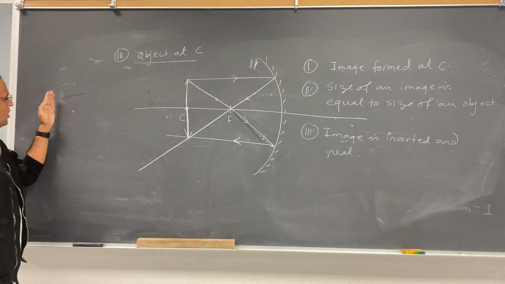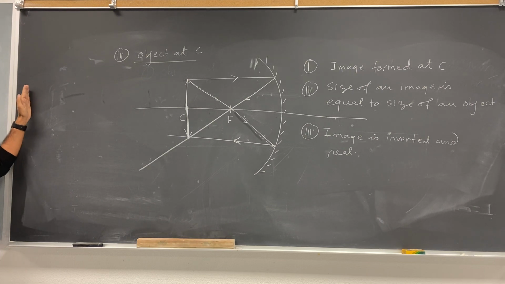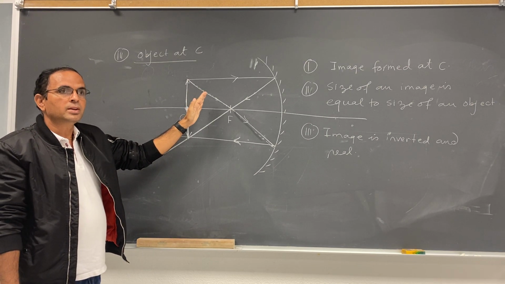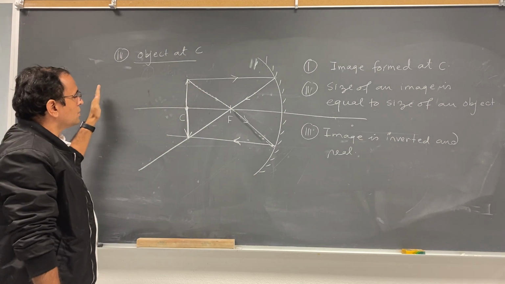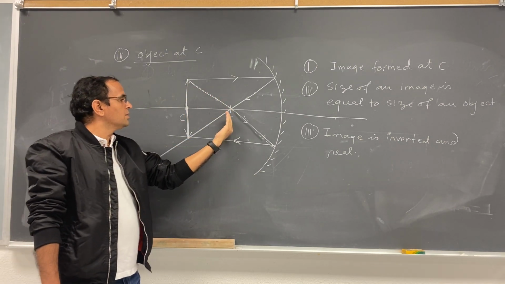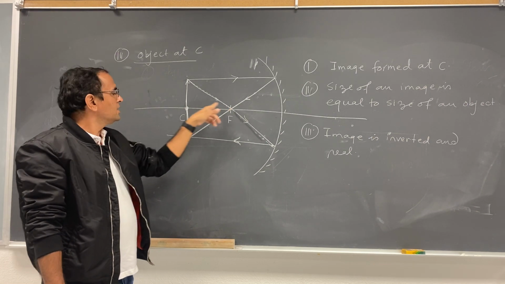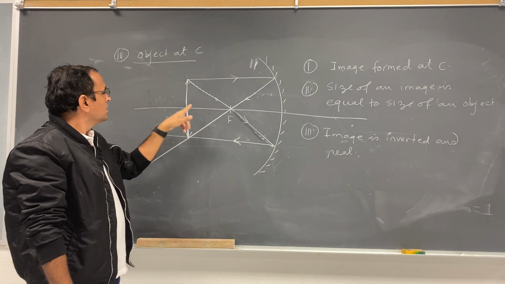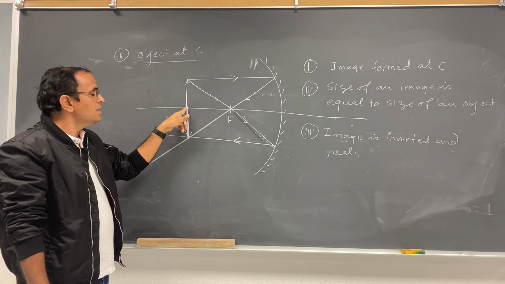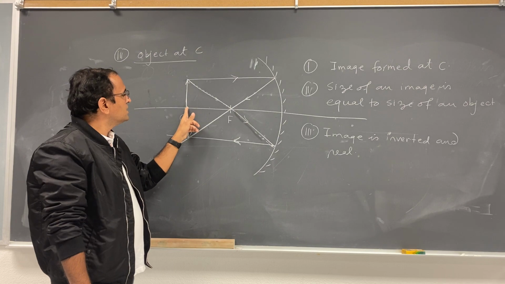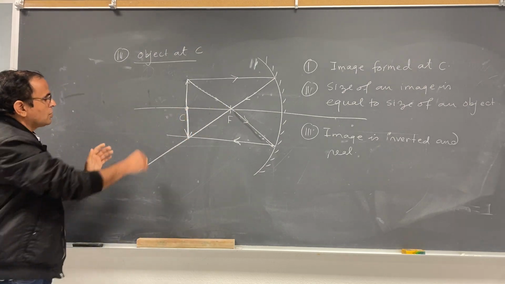So the object is at infinity and you are moving toward the mirror. What happened to the image? If the object comes closer, then the image moves away. So object at infinity, image there. Object in front of the C, image is there. Now object at C, image is also at C. Now if you keep the object here in between C and F, your image is formed somewhere here.